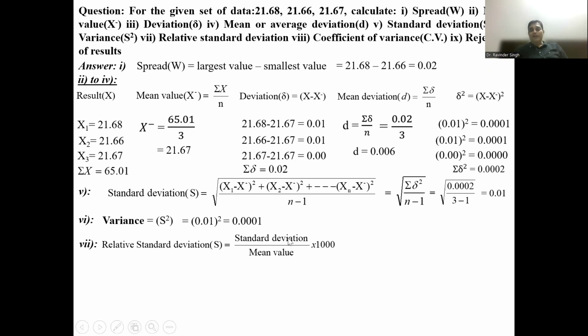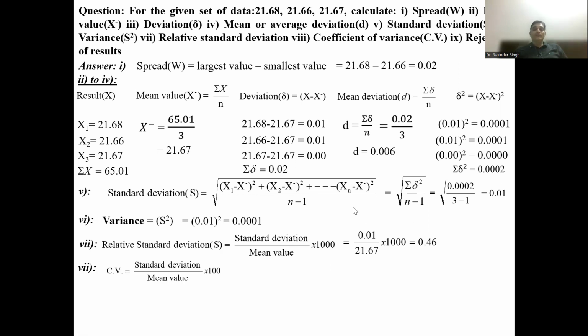Next one, point number 7, relative standard deviation. That is equal to standard deviation divided by mean value multiplied by 1000. What is the standard deviation? We calculated it above. That is 0.01. What is the mean value? Put all these here. 0.01, that is the standard deviation. Look, we calculated the mean value here, 21.67. Multiplied by 1000. The answer comes out to be 0.46.